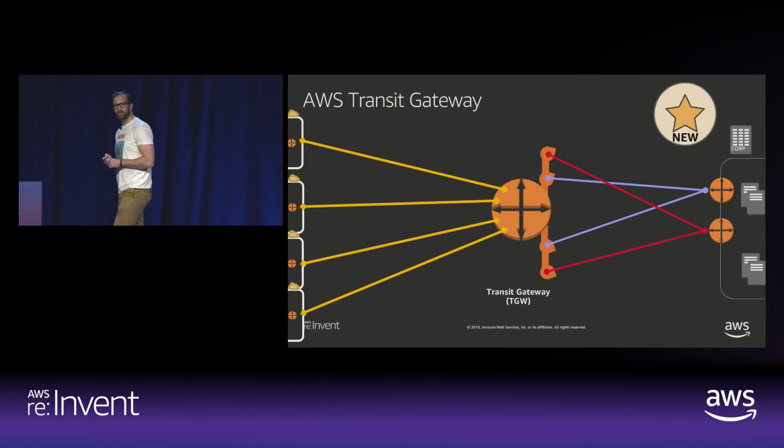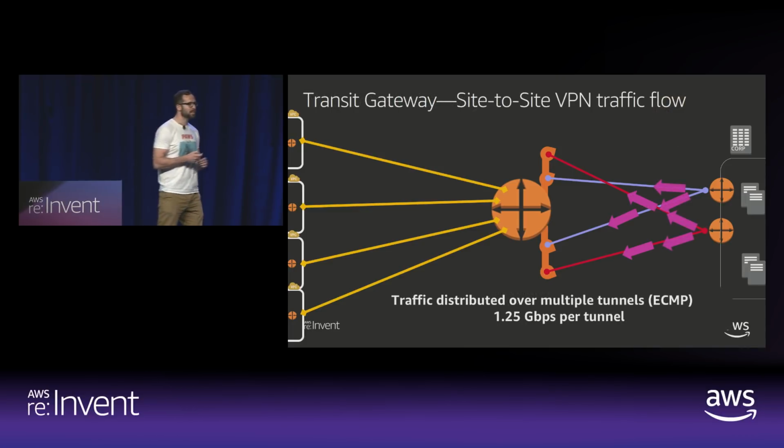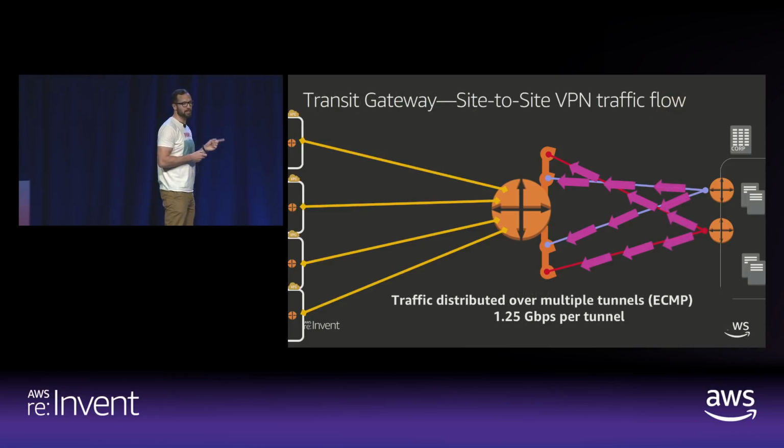But what's very interesting now is how this works with the traffic flow. So we can now use multiple tunnels to send traffic to the AWS environment. So using ECMP, equal cost multipath.